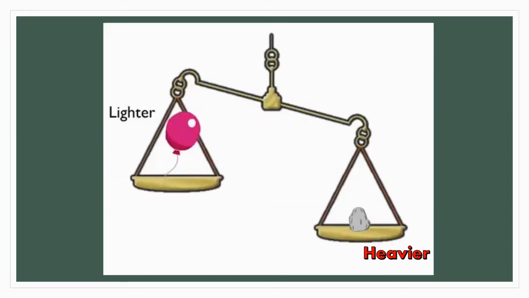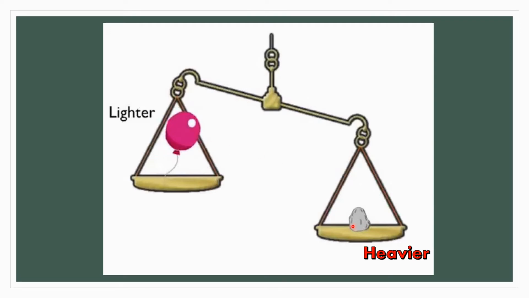Children, this is a weigh scale. What do I mean by the weigh scale? It weighs objects to show whether they are heavy or light. I have two objects. One is a balloon and another one is a stone.